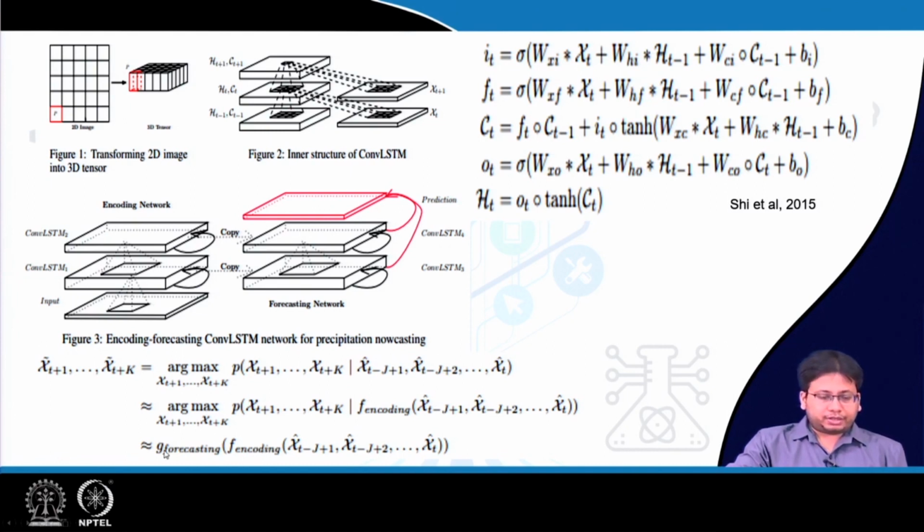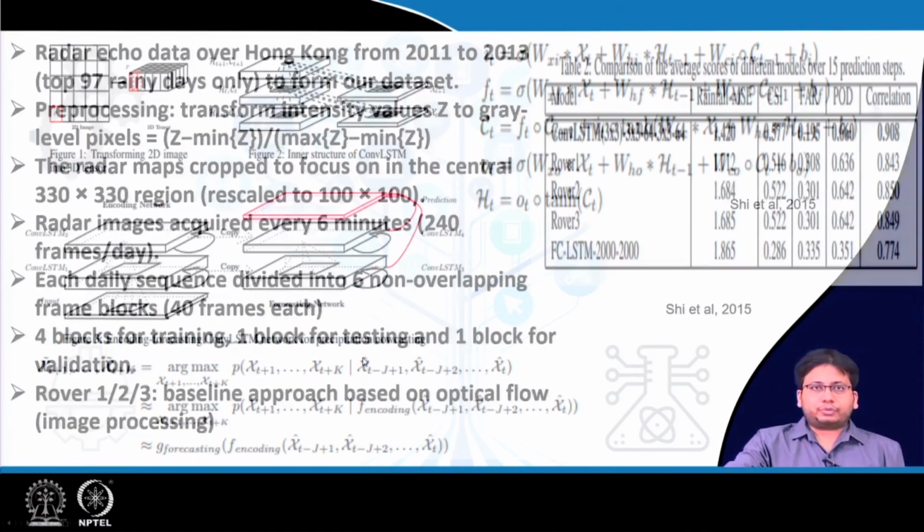So there is an encoding step and a decoding or forecasting step. The encoding is one set of convolutional LSTMs, and the forecasting, as mentioned in this paper, is also a ConvLSTM or stacked ConvLSTM. The reason why the output also needs to be a ConvLSTM is that the output is also going to be a spatial map or an image, just like the input.